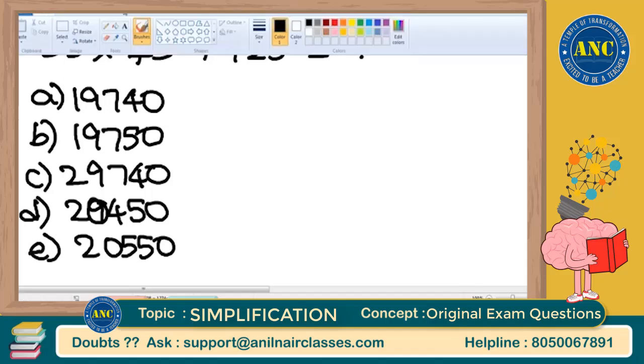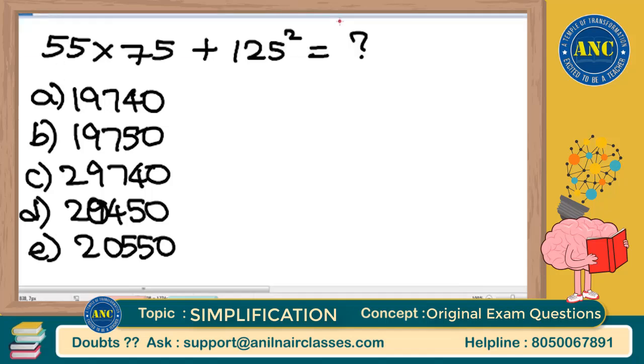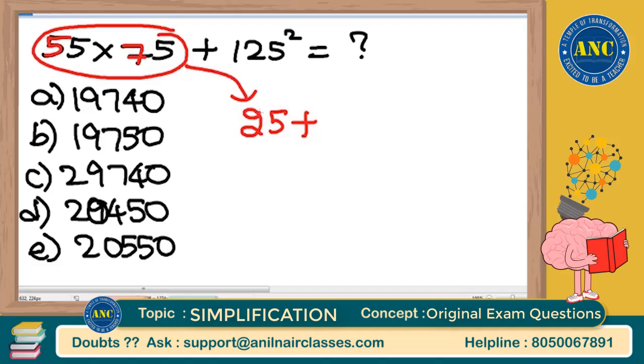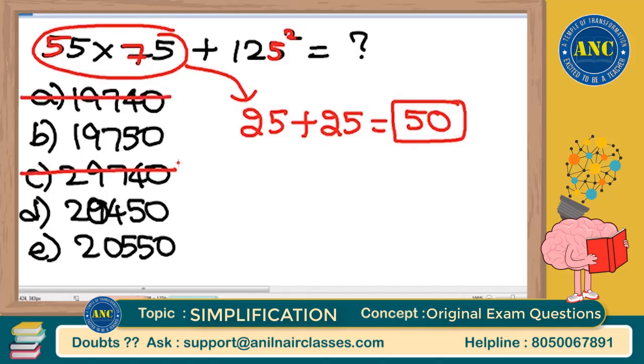Suppose, think logically again. One of the ways is the digital sum, which my students know how to solve. 55 is odd 5, 75 is also odd 5. Odd 5 into odd 5, same family. This is 25, right? This is 25 plus 125 square. Any number ending with 5, when I square it, the last two digits will be 25. This also is 25. 25 plus 25, the answer's last two digits should be 50. First option ruled out, third option ruled out. Either it should be the second option, or the fourth option, or the fifth option.